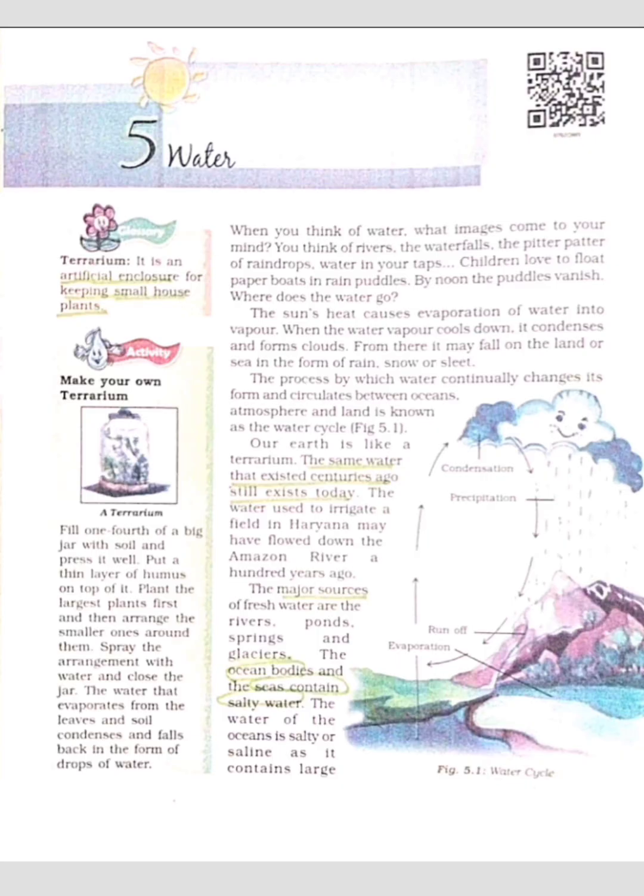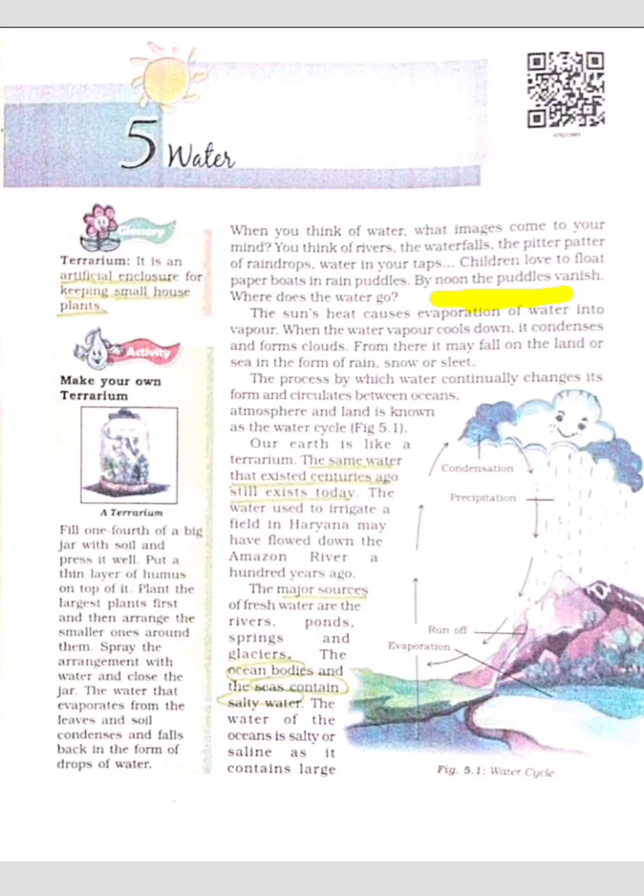The sun's heat causes evaporation of water into vapor. We know that when the sun's heat comes, water evaporates, which is known as evaporation. When the water vapor cools down, it condenses and forms clouds, which is condensation. From there, it falls on the land or sea in the form of rain, snow, or sleet.